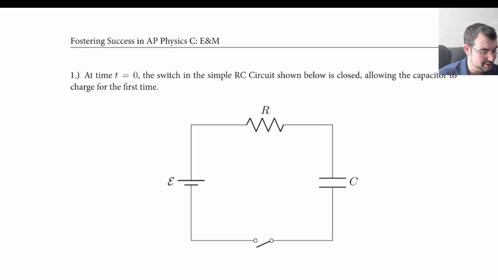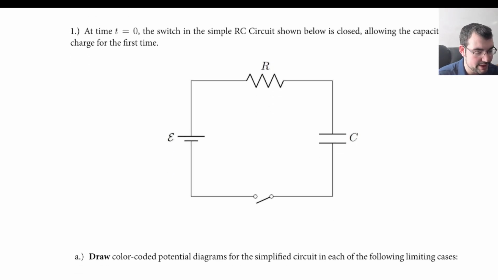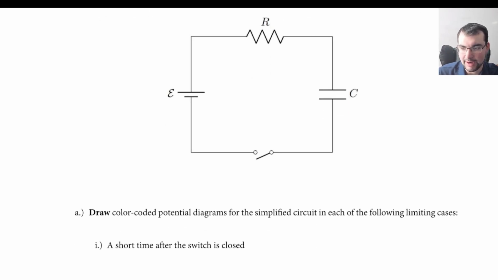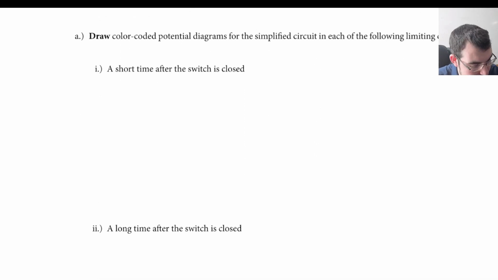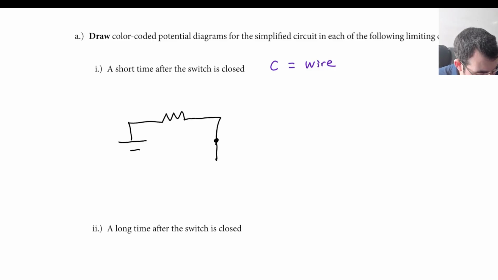So let's do some modeling here. At time t equals 0, we close a switch in a simple RC circuit for the first time. And we're going to model what the effective circuit looks like in the short and long times. Okay, so what about short times? Well, at short times, we say a capacitor is modeled as a wire because there's no potential difference across it. So when we say draw the simplified circuit, we mean replace the capacitor with the object that models that limiting behavior. So I am literally just replacing my capacitor with a wire. And what do we notice?